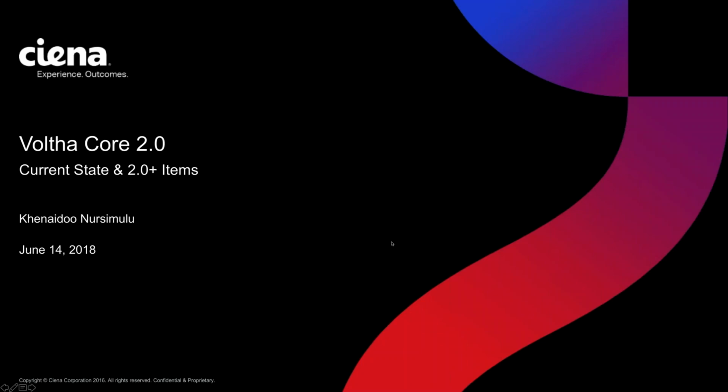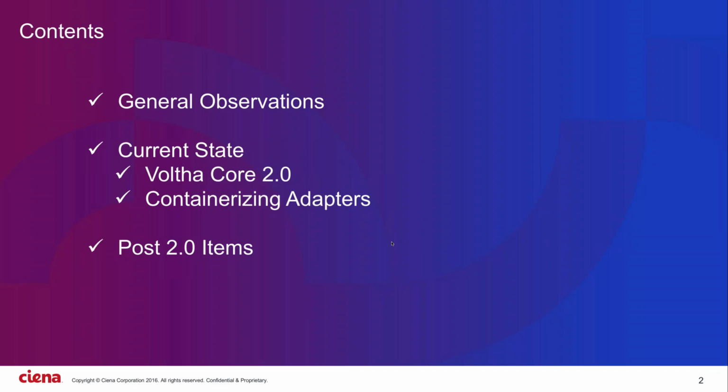Okay. So this one is really the update on where we are currently with Volta 2.0 in terms of the items that we're doing. And also there is, let me go to the agenda maybe, give you a better idea. So on the agenda, we'll be discussing the current state, where we are at 2.0, where we are at containerizing the adapters. We'll also talk briefly about some of the 2.0 items and post 2.0 items.